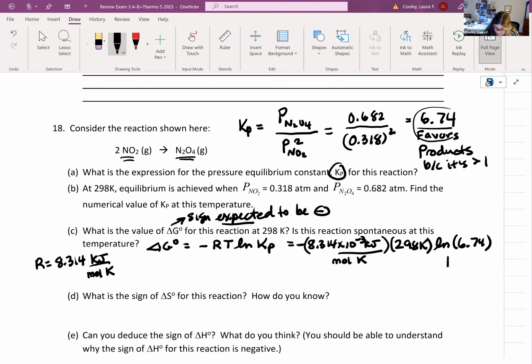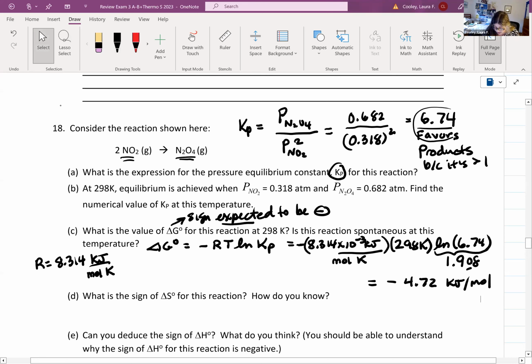This is 1.908 times the 298 times the 8.314. The whole thing comes out to negative 4.72 kilojoules per mole. So it is negative. Good.